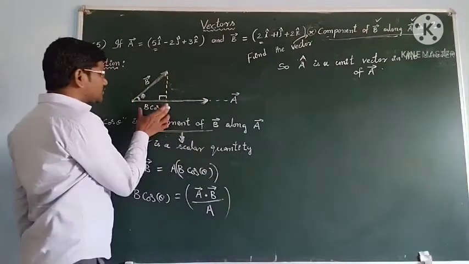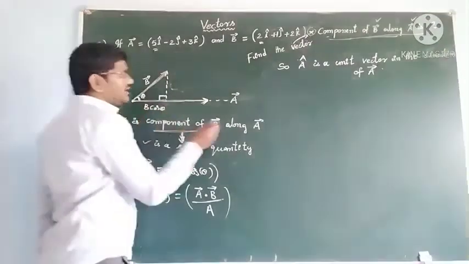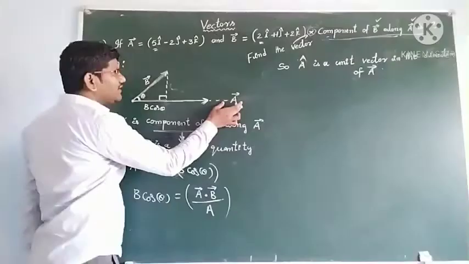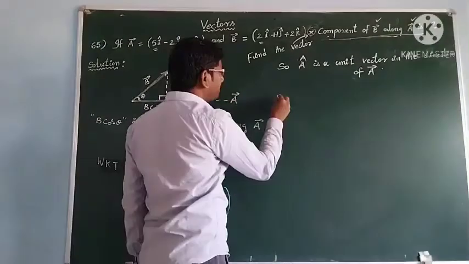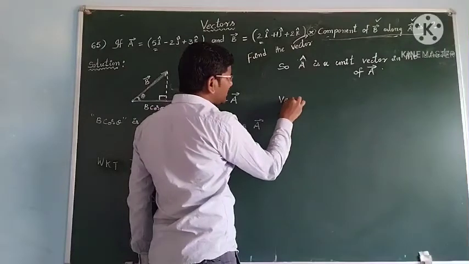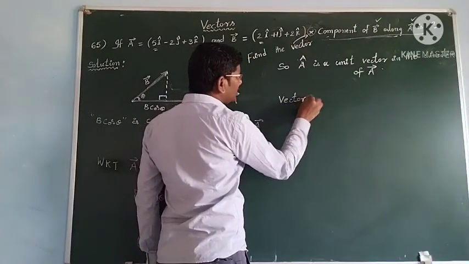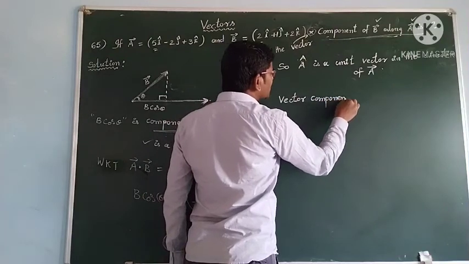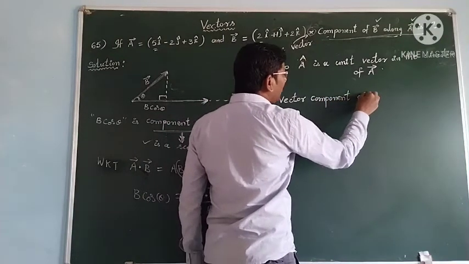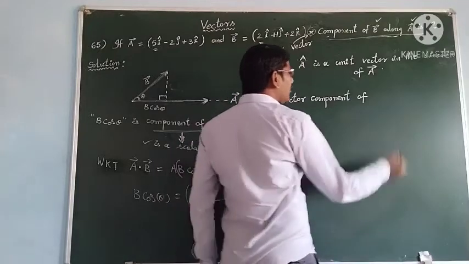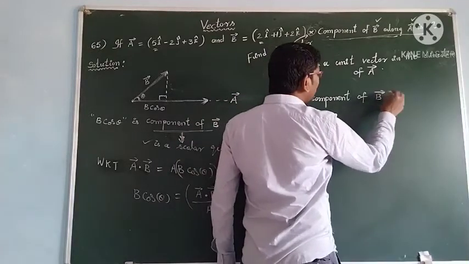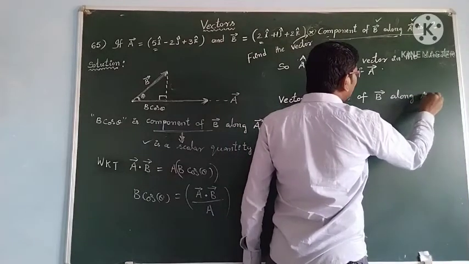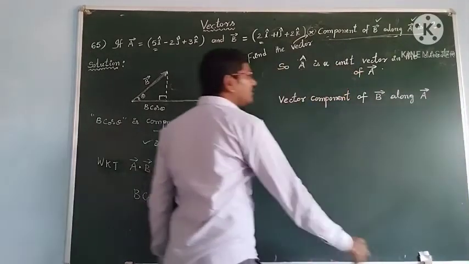That is called B cos theta. It is actually scalar, and it is in the direction of A bar. That's why I am writing here, you see students, vector component of B bar along A bar. Vector component of B bar along A bar.